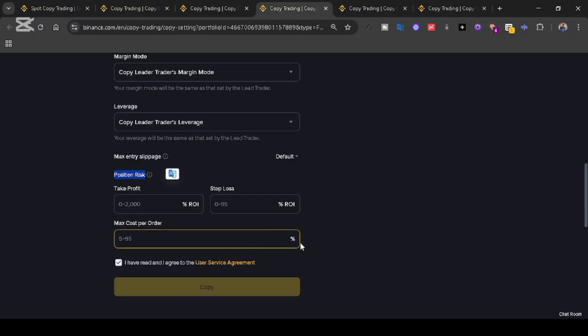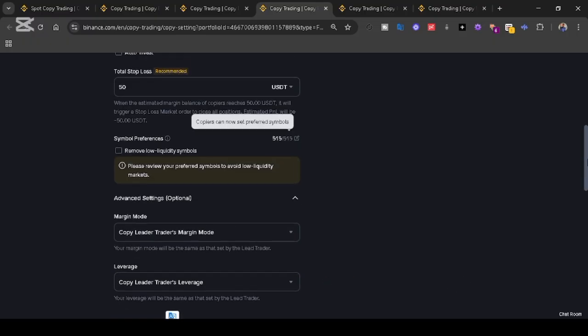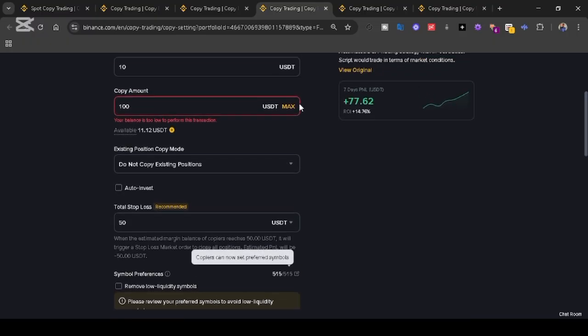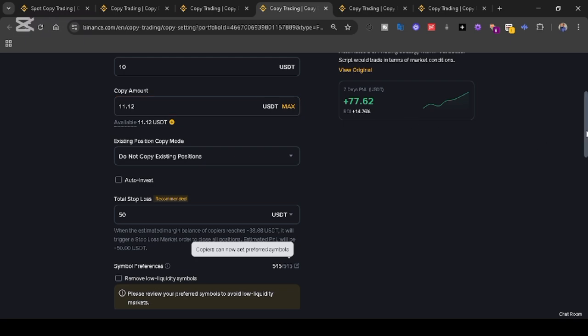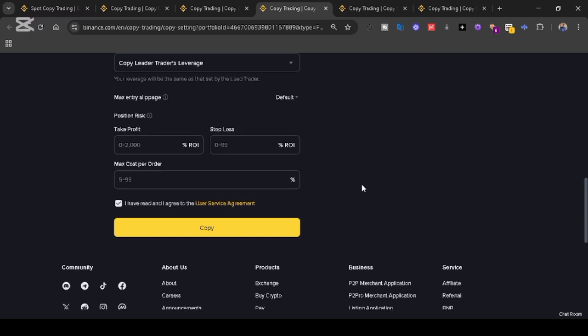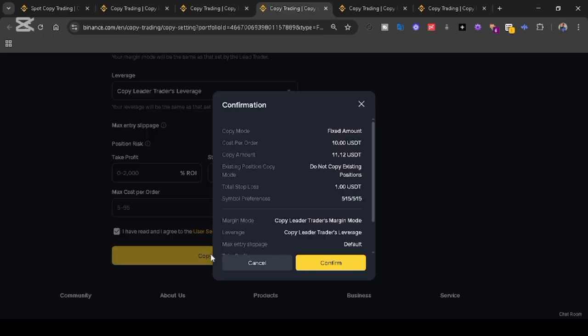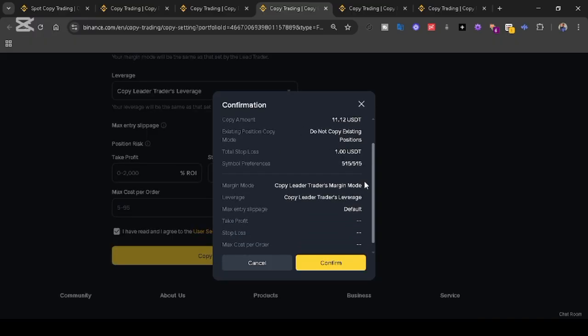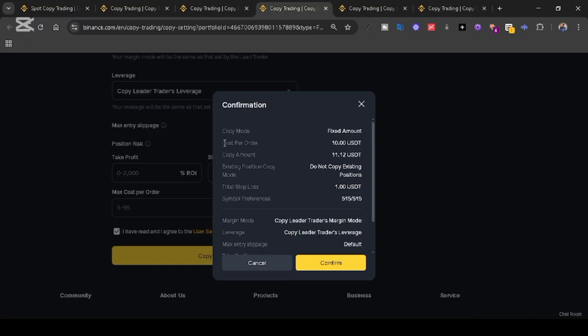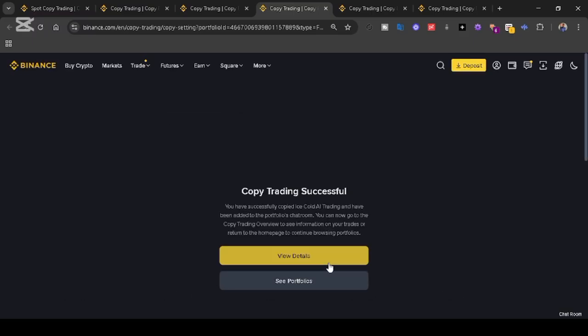So after everything, and we have confirmed that we are done with our setups, what we're going to be doing right now is that we're going to click on this copy. So I'll be prompted to answer this question to make sure that I am aware of what I want to do. So you can see all these setups are things we really made, and then if I'm okay with it, I'll simply click on confirm. So you can see here copy trade successful.